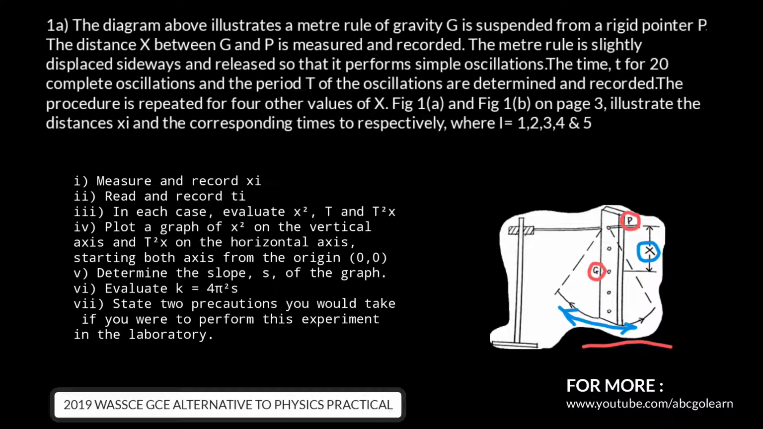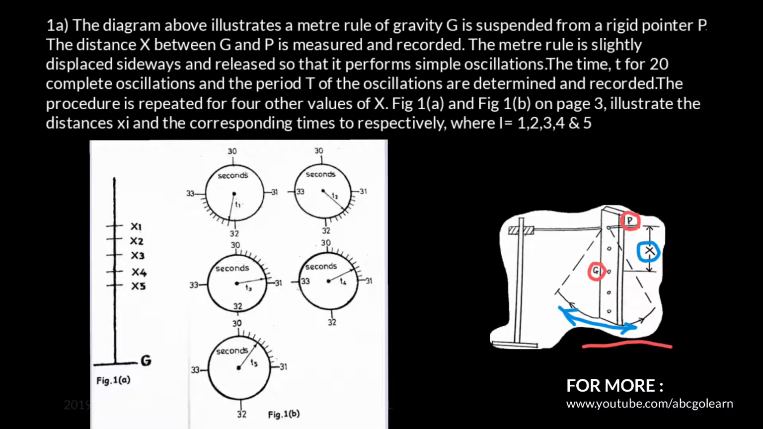Now, the time t for 20 complete oscillations and the period T of the oscillation are determined and recorded. After all this, we will determine this. The next thing, the procedure is repeated for 4 other values of x. Figure 1a and figure 1b on page 3. So I will show you figure 1a and figure 1b right now. Now this is figure 1a, and you can see figure 1b.